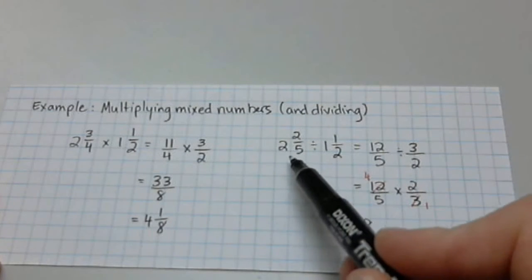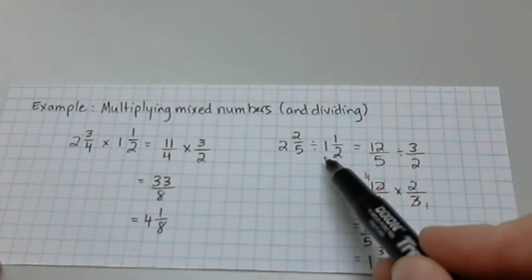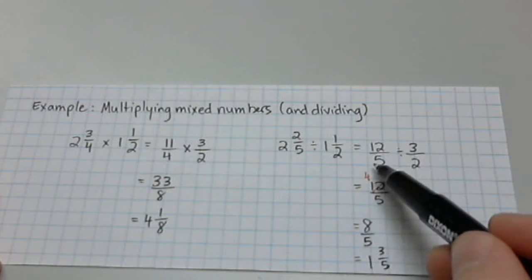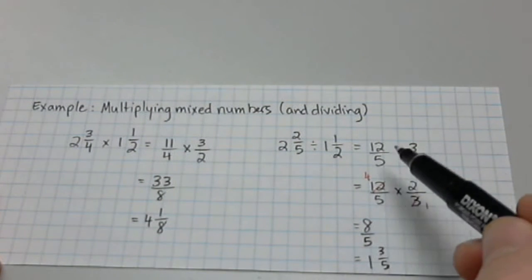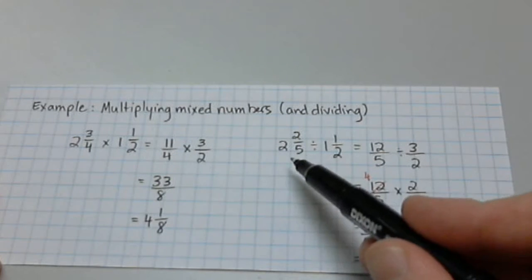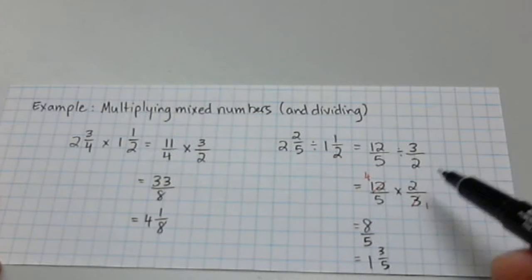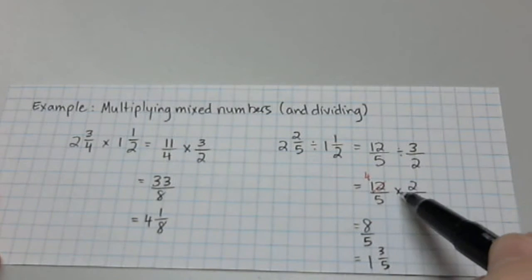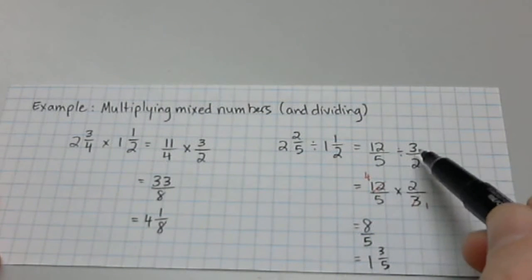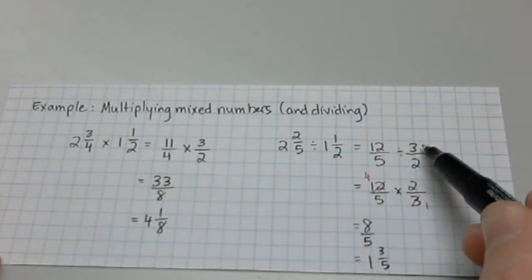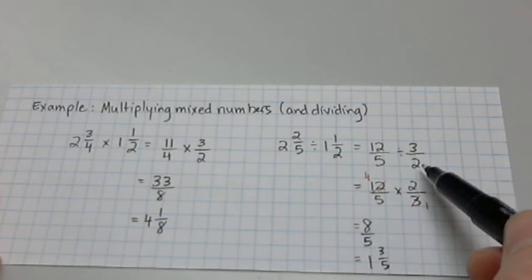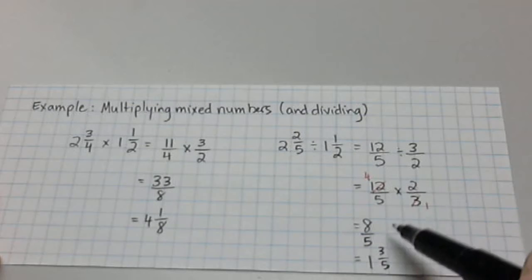Over here, I have a division question. 2 2/5 divided by 1 1/2. And so that gives me an answer, once I do my conversion, of 12 over 5, because 2 times 5 is 10, plus 2 is 12. And then 1 1/2 converts to 3 over 2. And so we use the reciprocal method again. So we flip the numbers in the second number here, the second fraction, change the sign to multiplication.